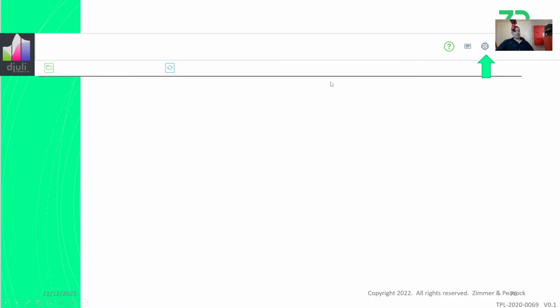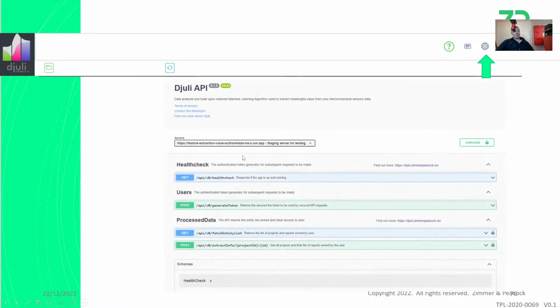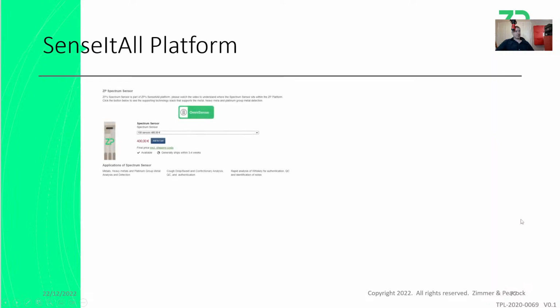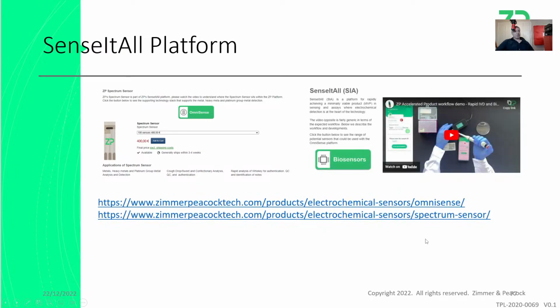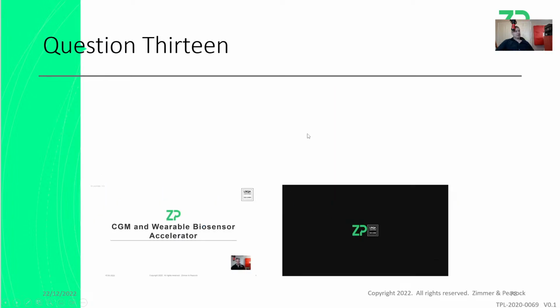Julie is a database that exists. It's got an API function on it. You can look at all these APIs and you can call across data from it. So this person is going to need our Spectrum sensors, and our SenseItAll platform is the thing they really need. If they want to develop the sensors themselves, that's fine. If they want ZP to do it, we would do it as a proof of concept.